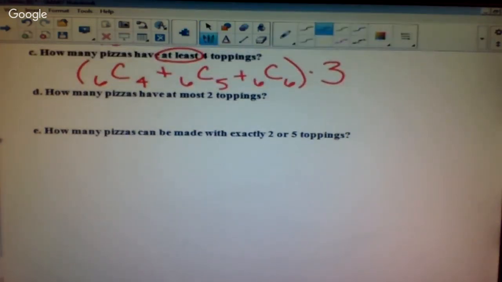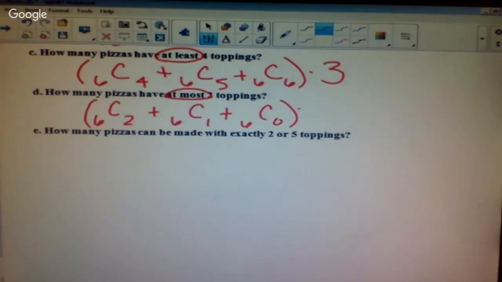Okay. At most 2 toppings. At most 2 toppings. So that means you can have 2 or 1 or none. So 6C2, 6C1, and then you got 6C0, times 3.